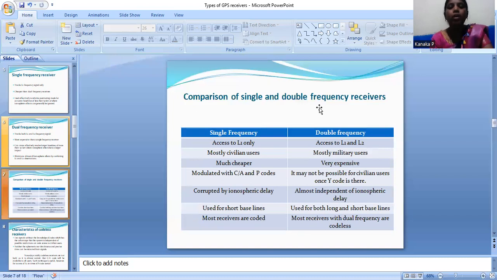Single frequency is used for short baselines. Double frequency is used for both long and short baselines. For single frequency, most receivers are coded. For double frequency, most receivers are codeless. So that is the comparison of single and double frequency receivers.